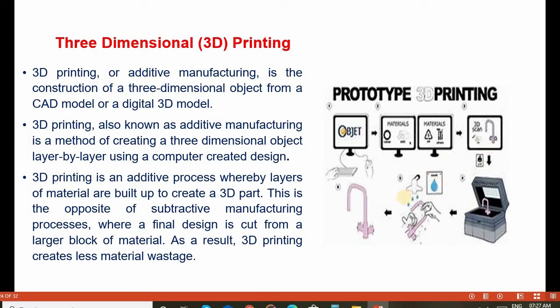3D printing is an additive process, whereby layers of material are built up to create a 3D part. This is the opposite of the subtractive manufacturing process, where the final design is cut from a larger block of material. So the block is removed, and the final product is taken out. As a result, 3D printing creates less material wastage, so the material wastage is reduced.